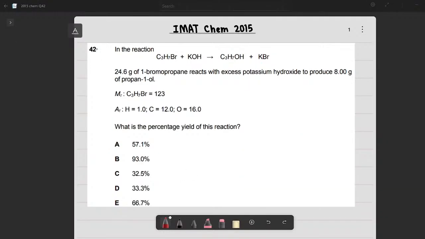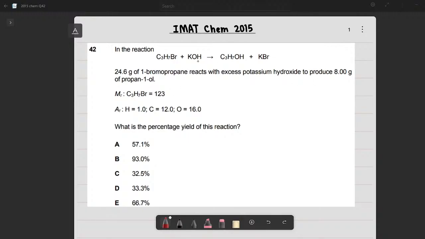Okay, welcome back. This is chemistry question 42 from IMAT 2015 past paper. So I'll be answering this question with full solution and working. So in the reaction, 24.6 gram of 1-bromopropane reacts with excess potassium hydroxide to produce 8 gram of propan-1-ol.